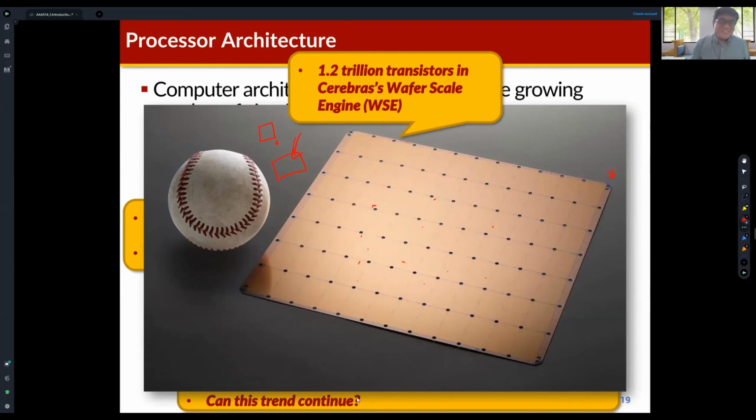This chip is a very weird chip actually, and it includes 1.2 trillion transistors. But actually this is kind of abnormal. It's some abnormal trend.